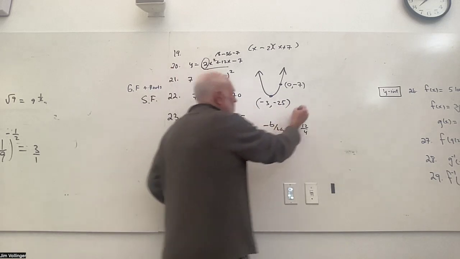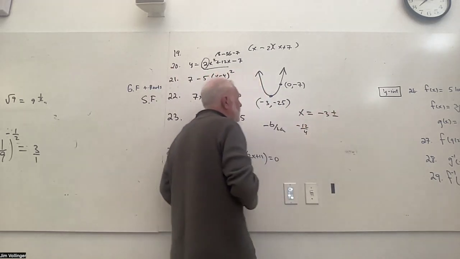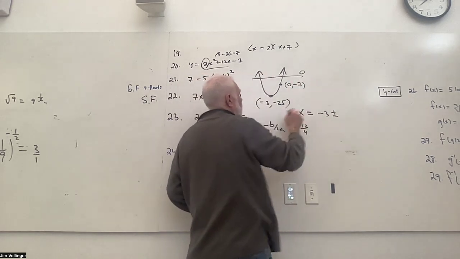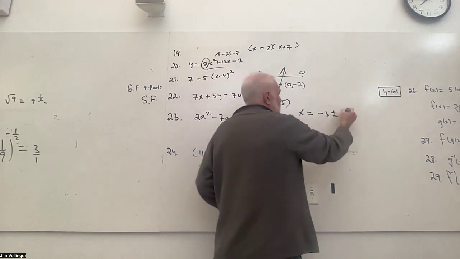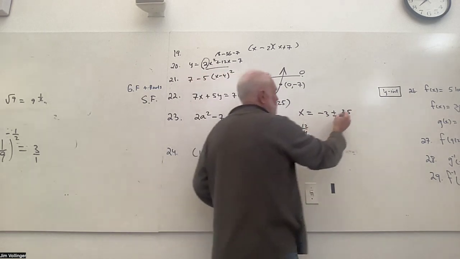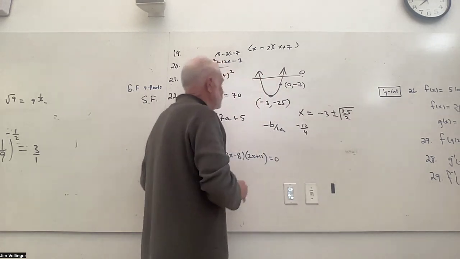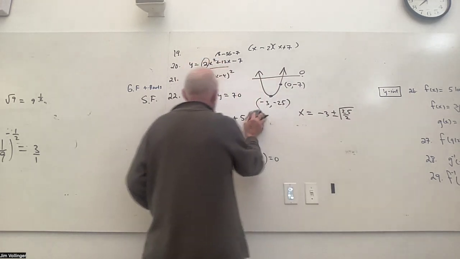I can see the roots, my x values. I gotta start at -3 and move left and right. In order to get to a height of 0, I gotta go from -25 to 0. I gotta go up 25, and my a term is 2. And I need a square root. Okay, how did I see that?